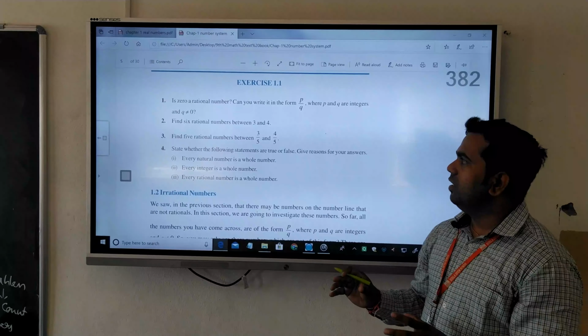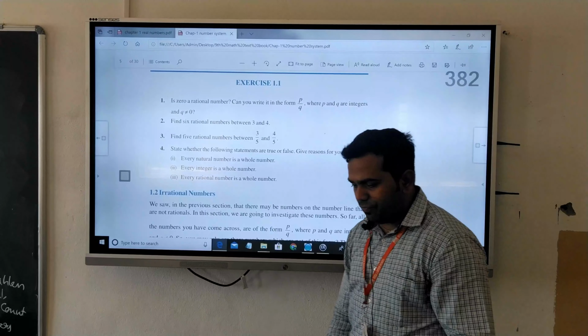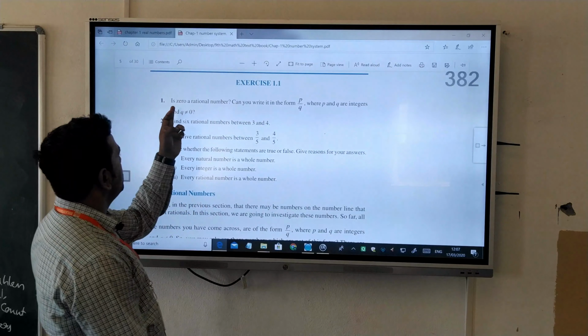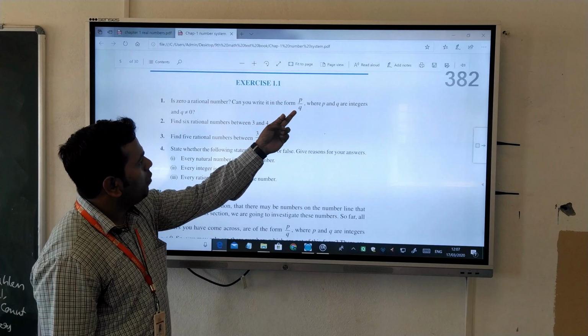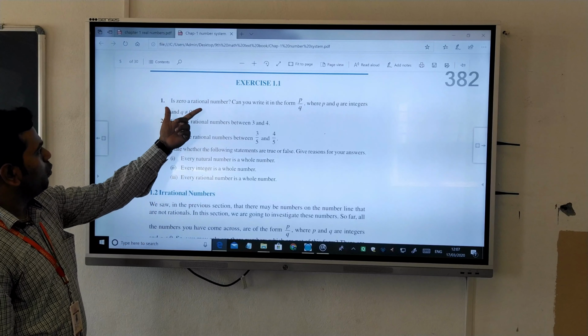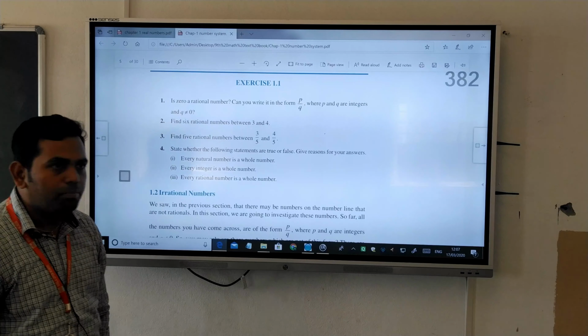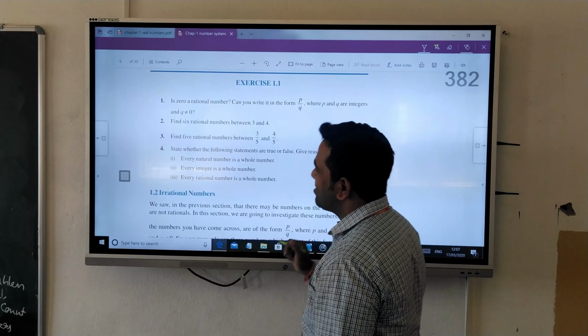Now we are going to solve a few problems of your exercise 1.1. The first one is: is 0 a rational number? Can you write it in the form of p by q, where p and q are integers and q is not equal to 0? The main question is, is 0 a rational number? What could be the answer?